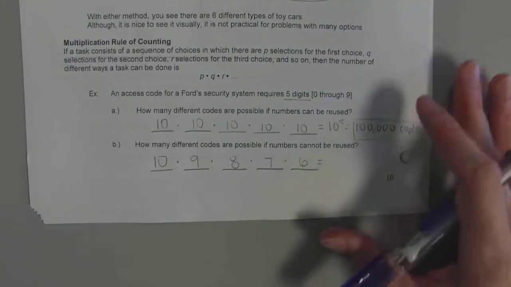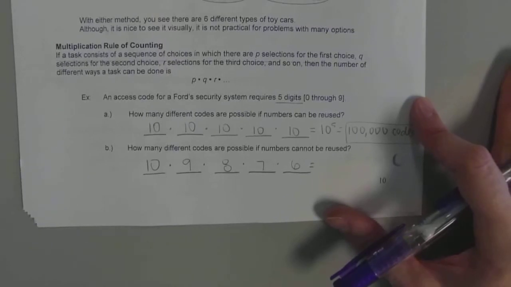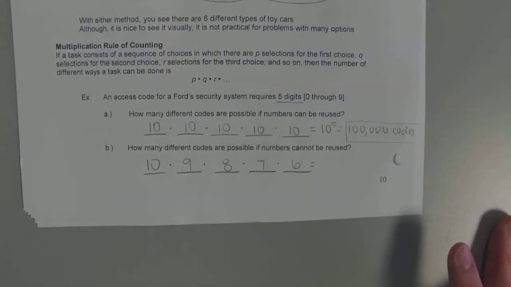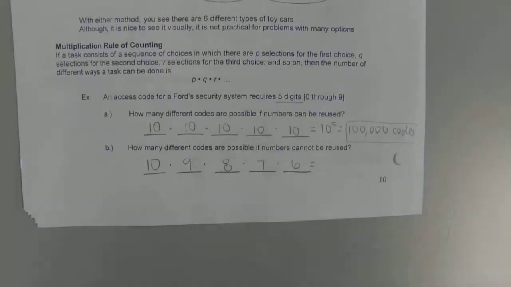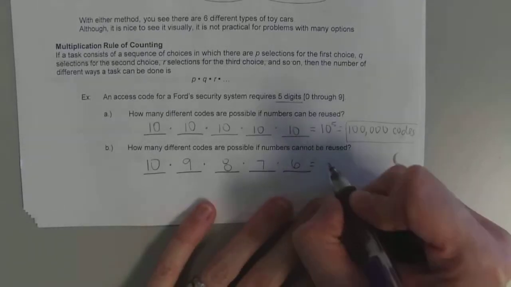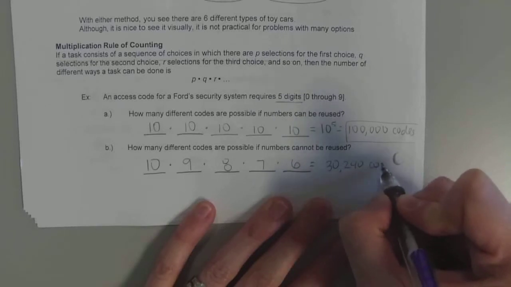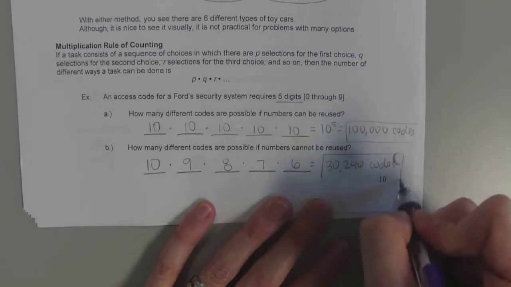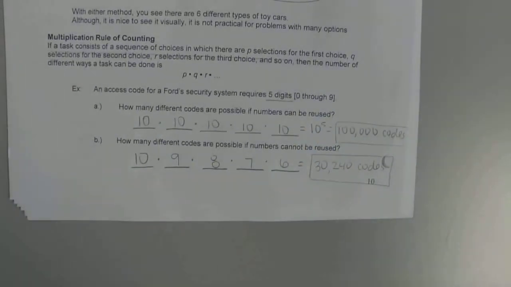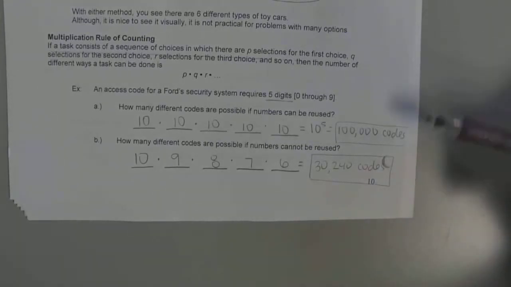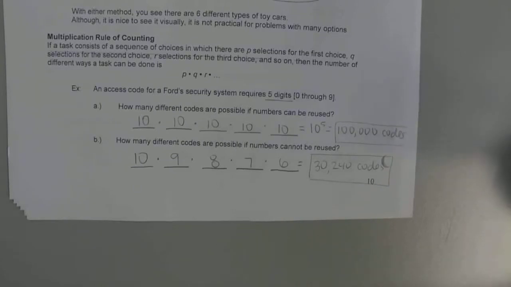So if you have a security system where you cannot reuse numbers, it's not as secure because there's not that many more options. It's still a big chunk. What is it, 30,240 codes? So what's your odds of picking the right code there? 1 out of 30,240. Still very unlikely, but notice it's not as secure as one that has reusable numbers.